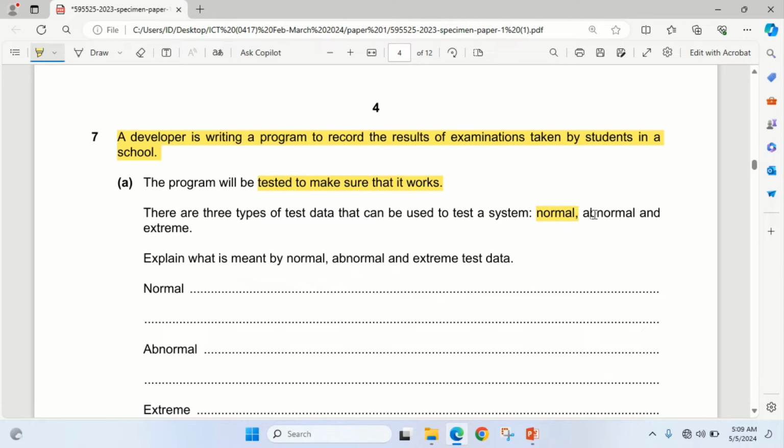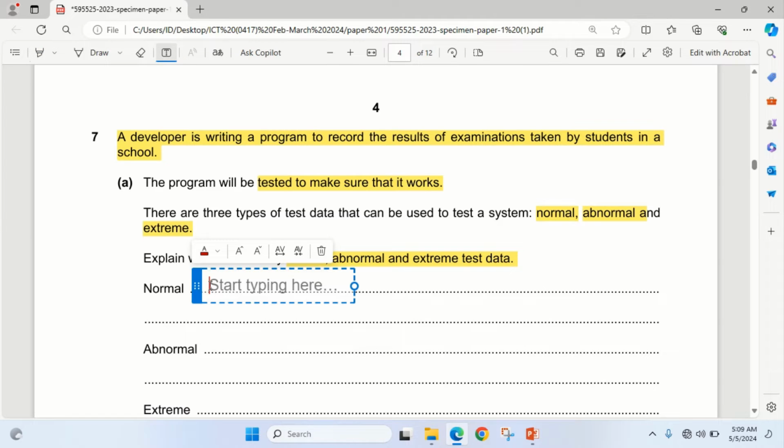We have normal, abnormal. Normal test data is talking about data within the limits of acceptability. Abnormal, that is data outside the boundaries or limits of acceptability. And then we have extreme. Those are the data on the limits. Explain what is meant by normal, abnormal, and extreme test data. So this is a straightforward question, and it is easy to answer. So let's go through it one after the other.